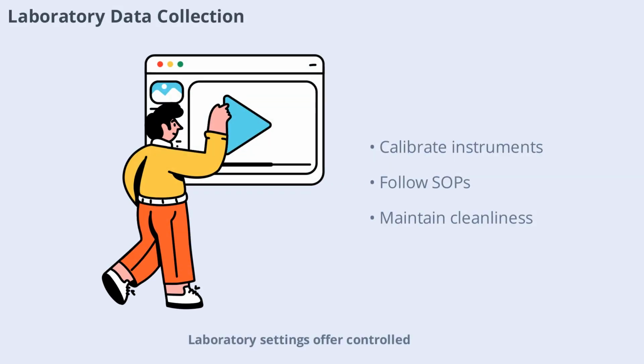Laboratory settings offer controlled environments for biological data collection. Ensure all instruments are calibrated, follow standard operating procedures, and maintain a clean workspace. Lab data is often more precise, but attention to detail is crucial to avoid contamination or procedural errors.